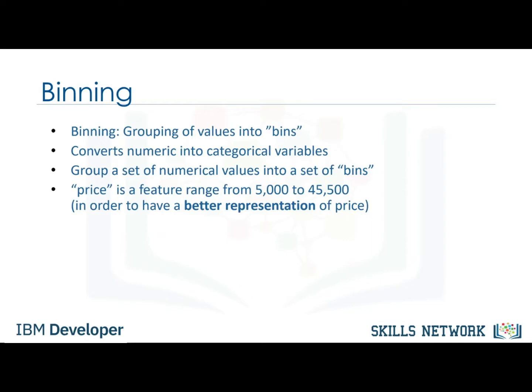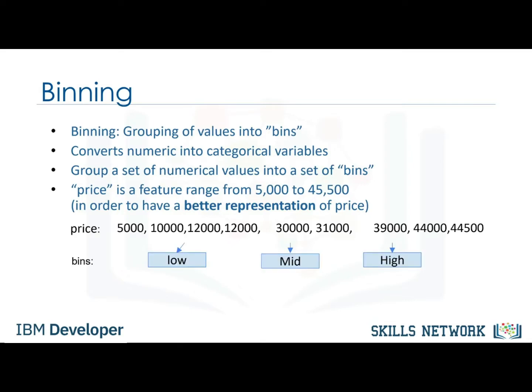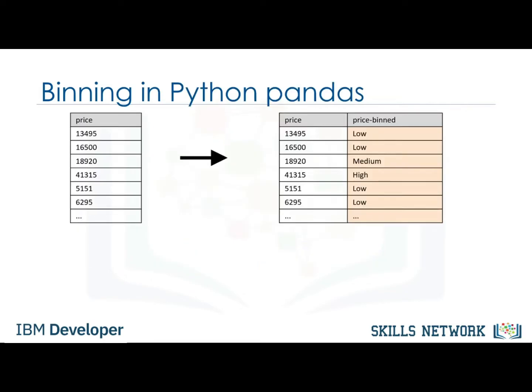As an example, price here is an attribute ranging from 5,000 to 45,500. Using binning, we categorize the price into 3 bins: low price, medium price, and high price. In the actual car data set, price is a numerical variable ranging from 5,188 to 45,400. It has 201 unique values. We can categorize them into 3 bins: low, medium, and high price cars. In Python, we can easily implement the binning. We would like 3 bins of equal bin width, so we need 4 numbers as dividers that are equal distance apart.